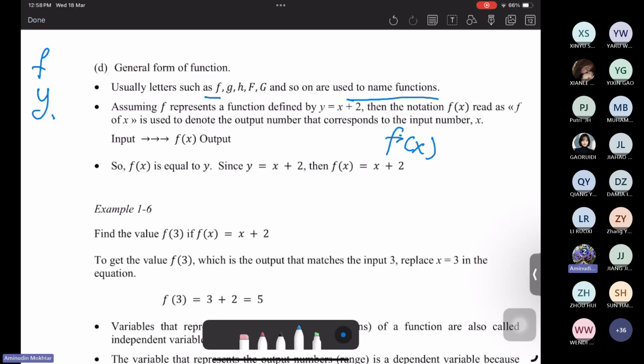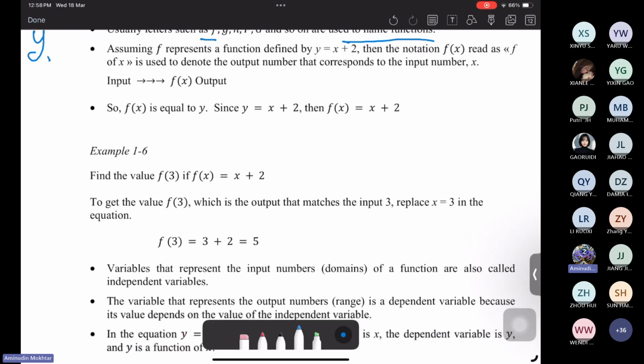The notation f(x) is used to denote the output number that corresponds to the input number. Okay, so we can say that if f(x) is equal to y, since y equals x plus 2, we can write here f(x) equals x plus 2. That is the general form of the function.